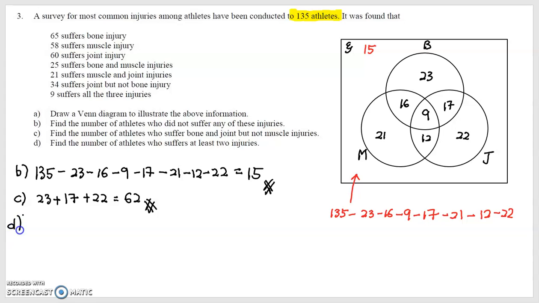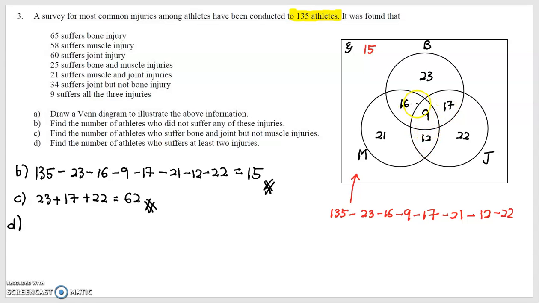And then D. Find the number of athletes who suffer at least 2 injuries. At least 2 injuries. This 23 means they suffer bone only. 21 means they suffer muscle only. 22 means they suffer joint only. At least 2 means this area. This one suffers bone and muscle, this one muscle and joint, this one joint and bone. This area suffers all three.